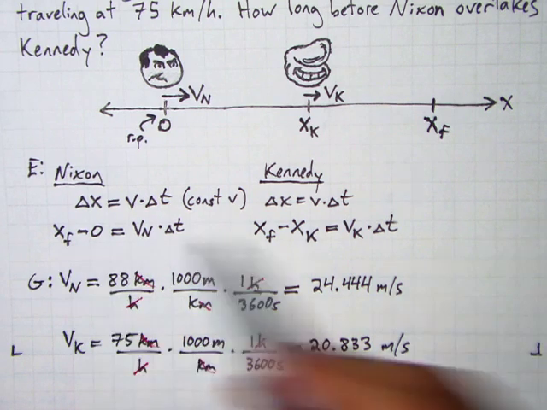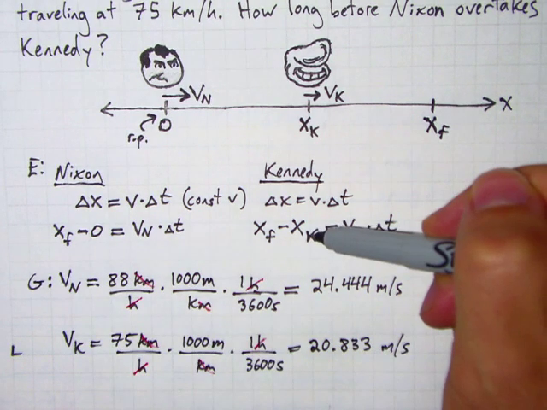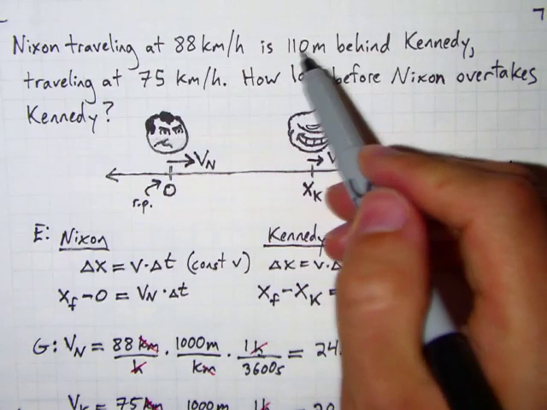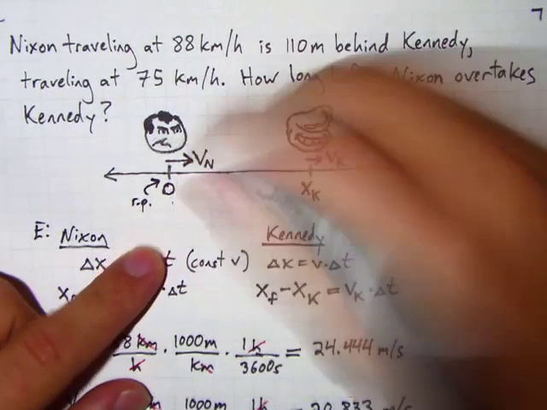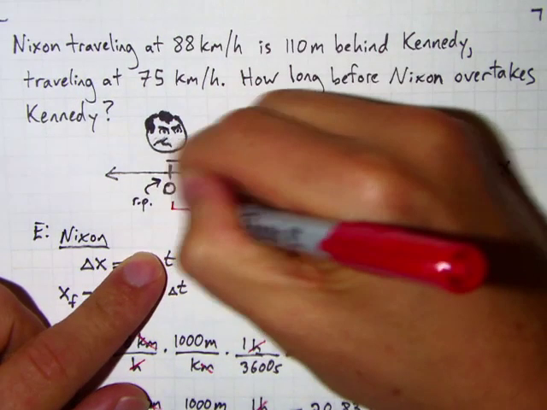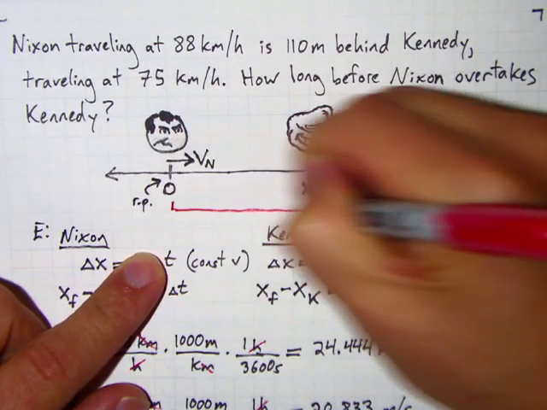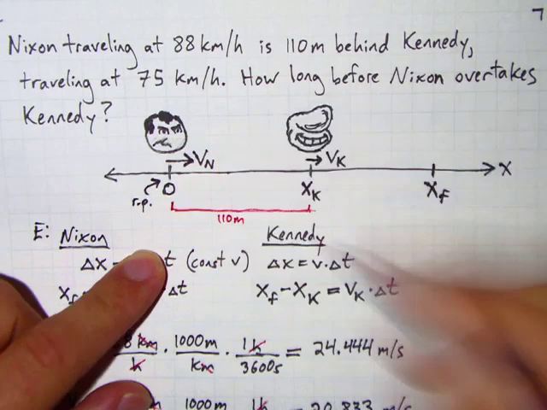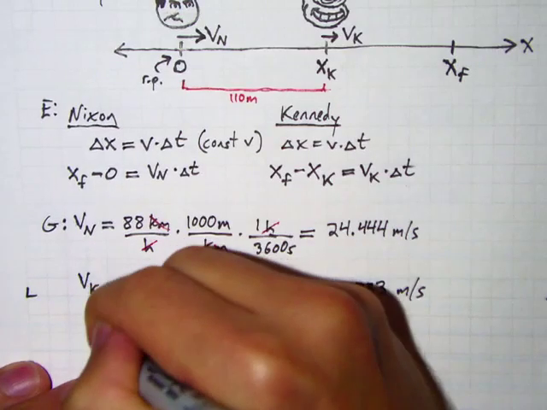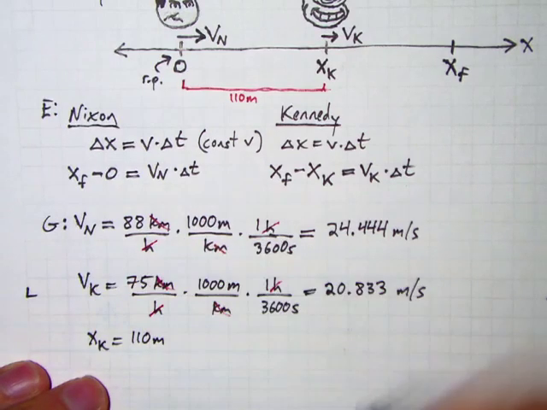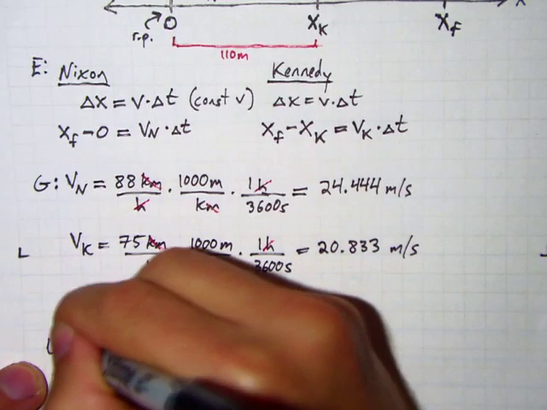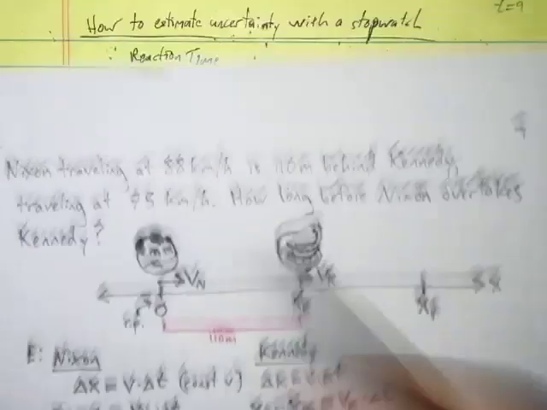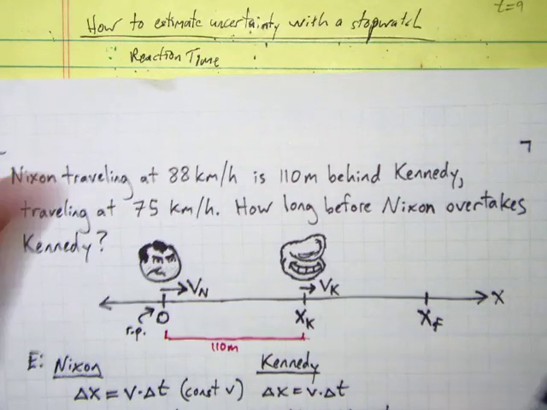Okay, what else do we know here? Kennedy's initial position. Our problem tells us that he started 110 meters in front of Nixon. So xk right there, this distance, is 110 meters. So xk is 110. Starting position of Kennedy. That's already in SI units, meters, so we're good there. That's all of our givens. That's all the information that we know from the start. We had 3 numbers in the problem, so that's 3 givens.